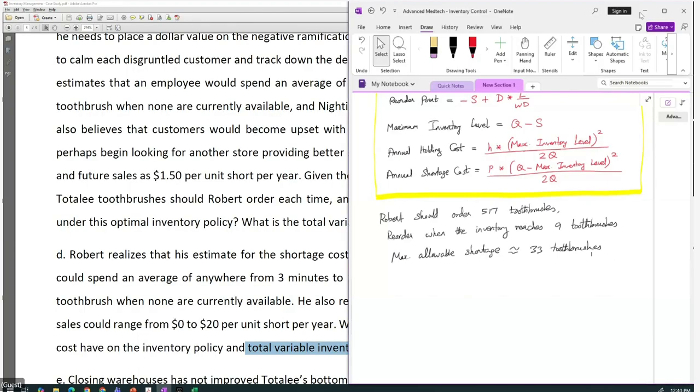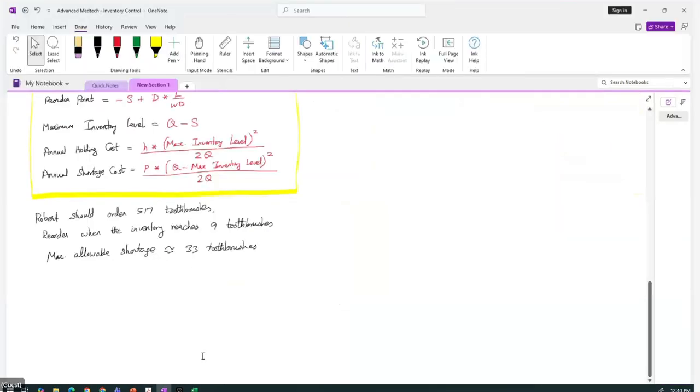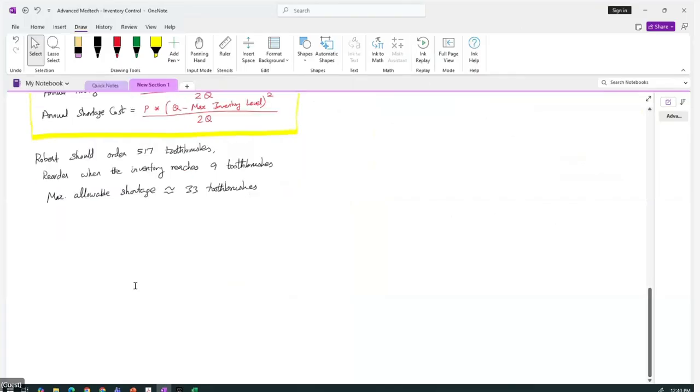What should I do? In part D, what is the situation that we are talking about? Oh, we can't wait. Sorry. We need to determine the inventory policy for the two extremes.